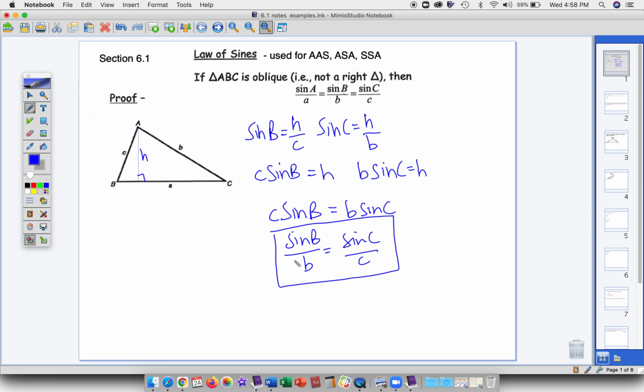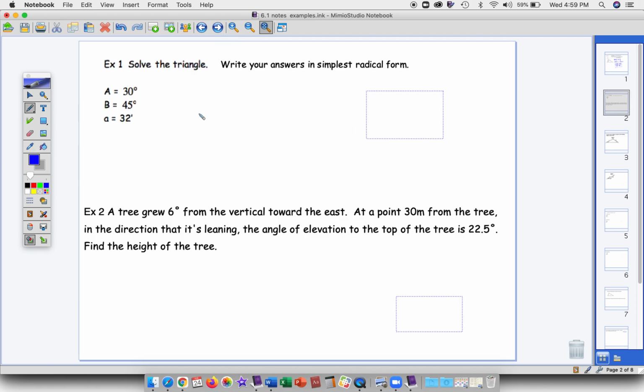Okay, so when we use the law of sines, this is what our proportion will look like. Basically you need three things, and two of those three things need to be an angle and a side opposite. As long as you have that, you can use the law of sines. So let's try an example. This one, we're going to write our answers in simplest radical form because we've got special angles that we can work with. So I've got that combination of angle A and side A.